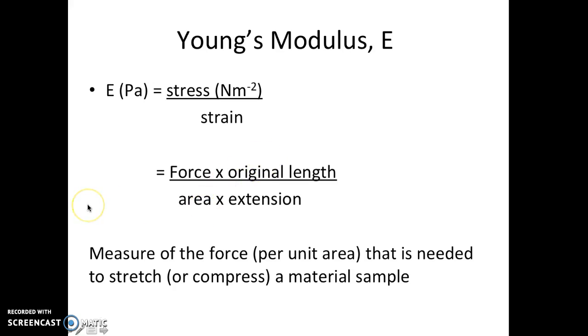This slide here has the key pieces of information you need to know about Young's modulus. So E, or Young's modulus in pascals, is equal to stress, newtons per metre squared or pascals, divided by strain. And if we plug in the equations for stress and strain, we find that Young's modulus is force times original length divided by area times extension. Although, to be honest, all you're going to need to be able to do is calculate the gradient of the straight line on a stress-strain curve. That gives you the Young's modulus. Young's modulus is a measure of the force per unit area that is needed to stretch, sometimes compress, but not at A level, a material sample.